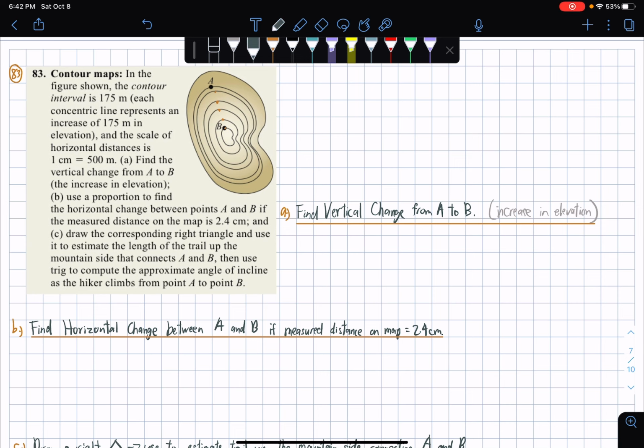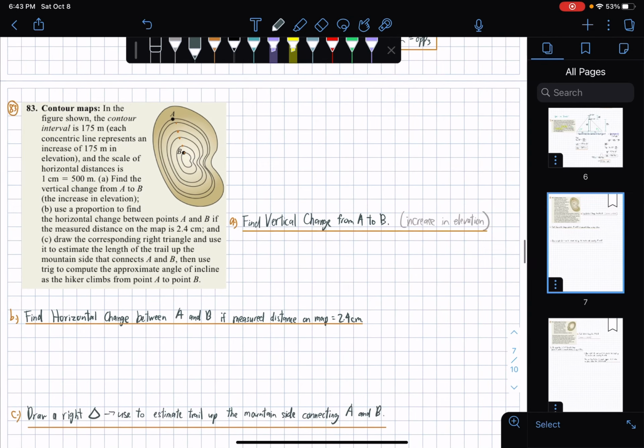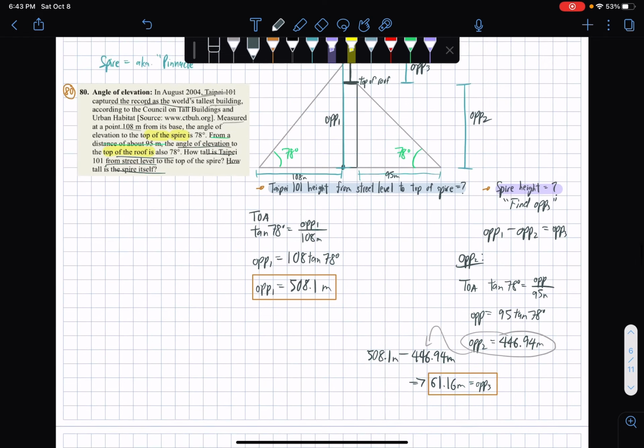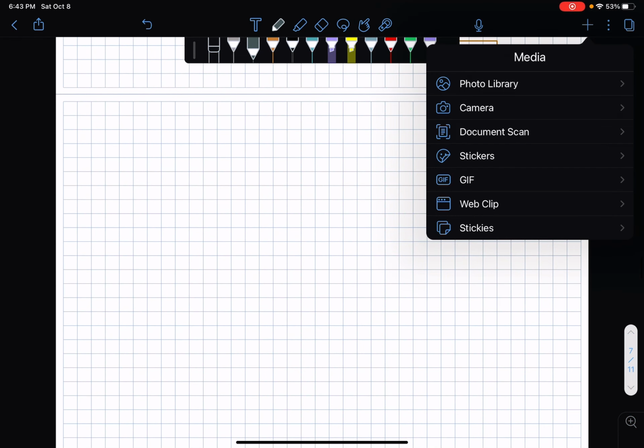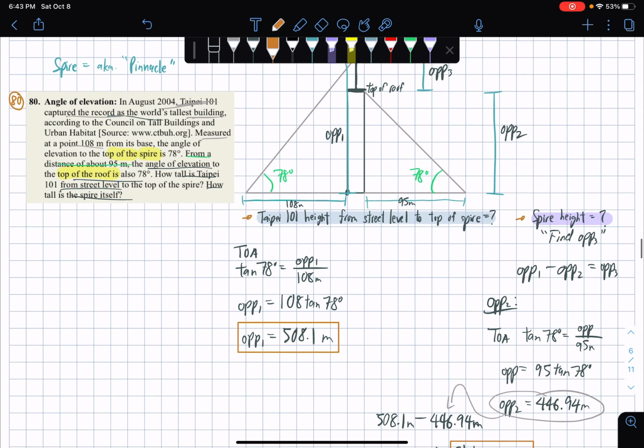So, for number 83, the word problem is all about contour maps. Hang on. I'm sorry. I believe we won't need to make another video on 81 and 82. I'll just write the questions by hand.